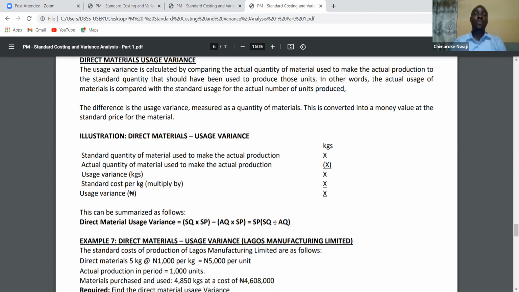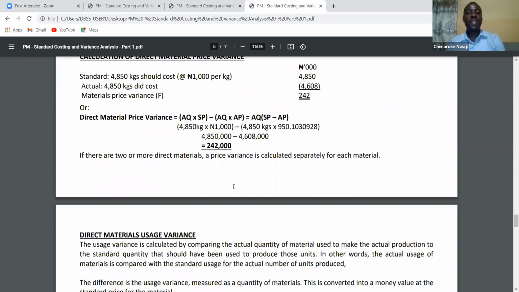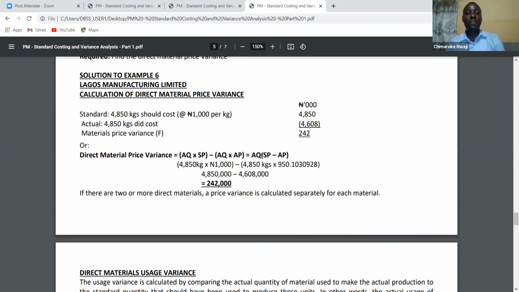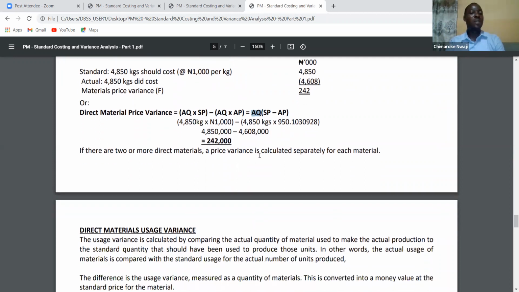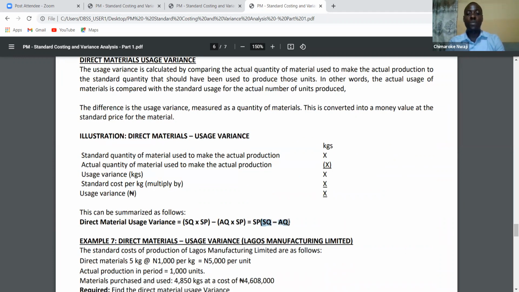So you have quantities being examined. Take note, in price variance, we are comparing standard and actual price. The quantity here must be actual. When you are doing usage variance, you are comparing standard quantity with actual quantity. What should be common here is price. The price is not actual price. The price must be standard.